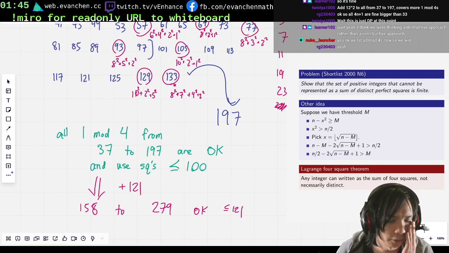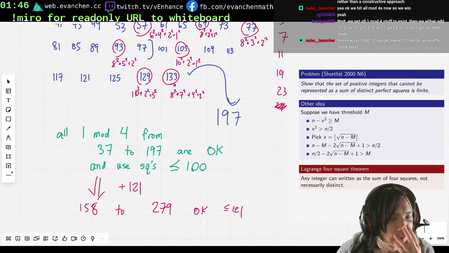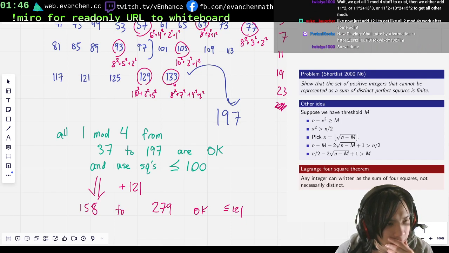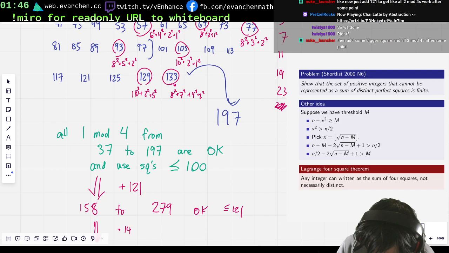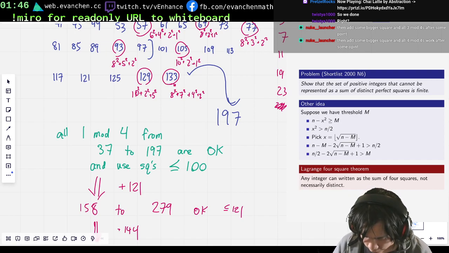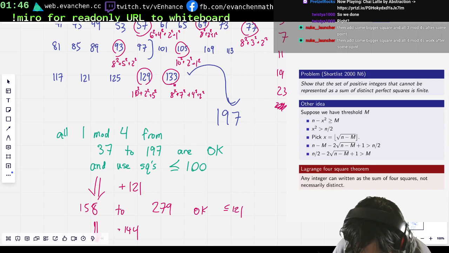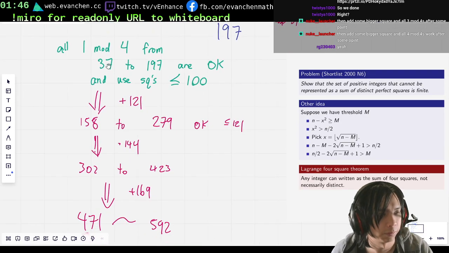Okay. So you hit all the 1 mod 4 numbers, and actually, if you just vary this very slightly, it'll also work. So what happens is the growth rate of this is a lot faster than the growth rate of the squares, right? So plus 144, so this is like 302 to 423, and so eventually you just get something that's a lot stronger. Plus 169, 592. Yeah, so this is like 471 to 592. Yeah, so now we should be okay.